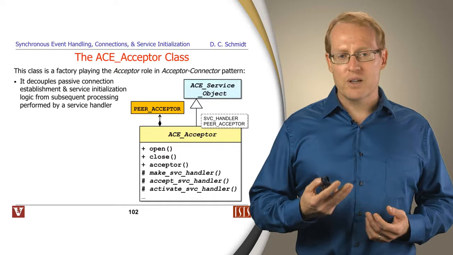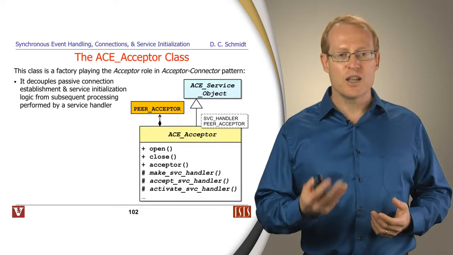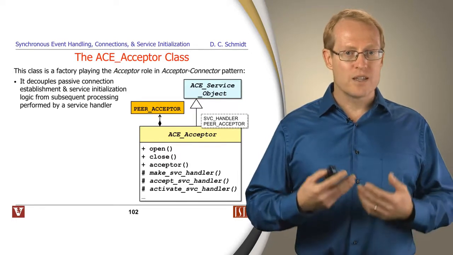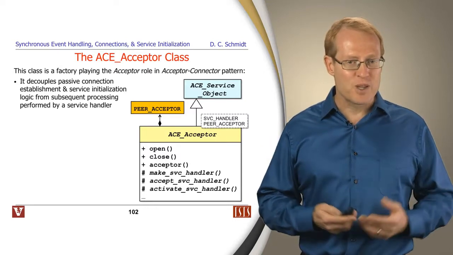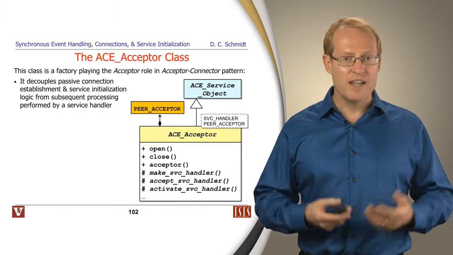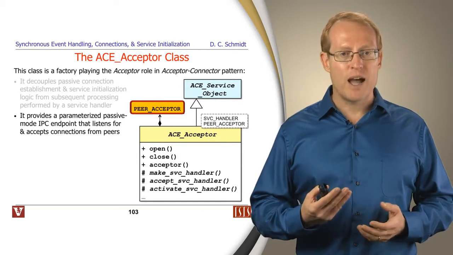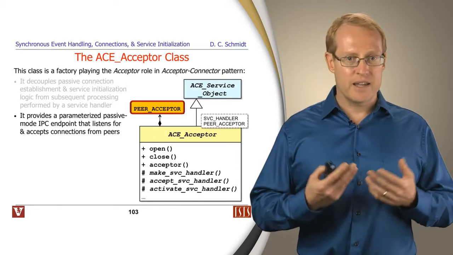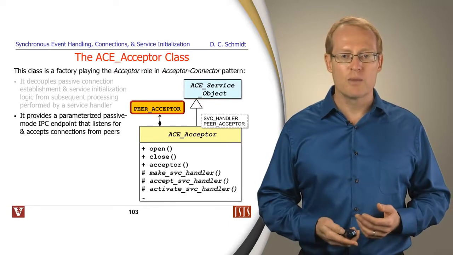So the ACE Acceptor class decouples passive connection establishment and service initialization logic from the subsequent processing performed by a service handler once the acceptor has created and initialized it. Once again, there's a bunch of interesting things going on with this class in terms of its dependencies on other parts of ACE and other things you provide it via templates and subclassing. One thing it provides, for example, is a parameterized passive mode IPC endpoint that can be used to listen and accept connections from peers, and you can provide that as a template parameter, as we'll see when we look at the code a little bit more.